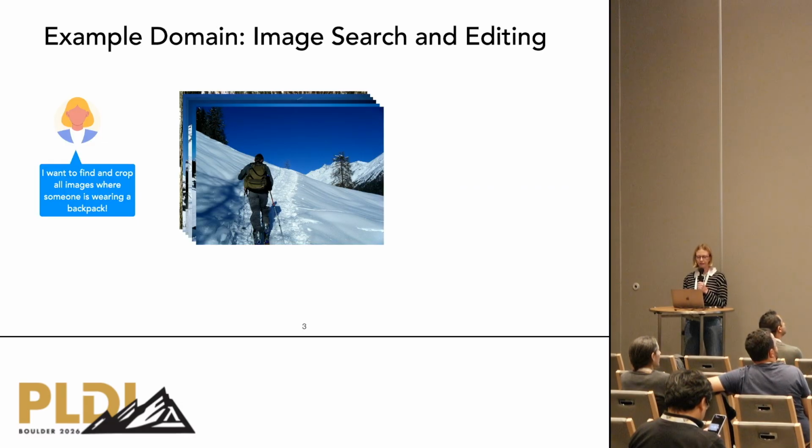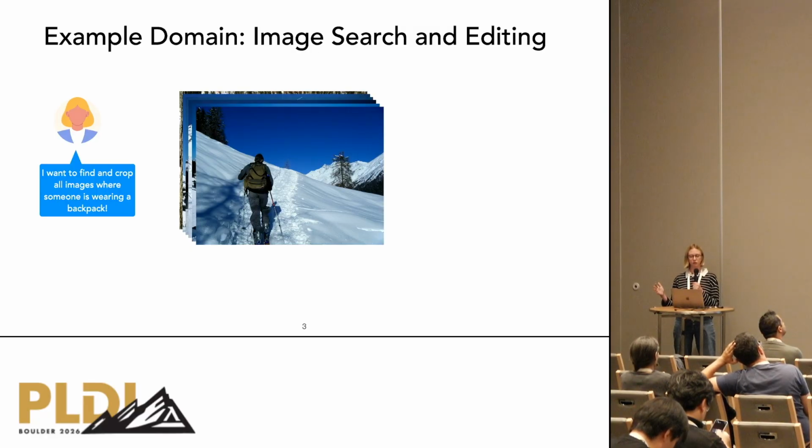Let's look at this example of a neurosymbolic domain designed for image editing and search tasks. Here we have a user who has a travel blog where they share images from their camping trip. While working on a blog post about their gear, this user wants to include some cropped images of people wearing backpacks. Manually searching through their library of thousands of photos would obviously be very, very tedious.